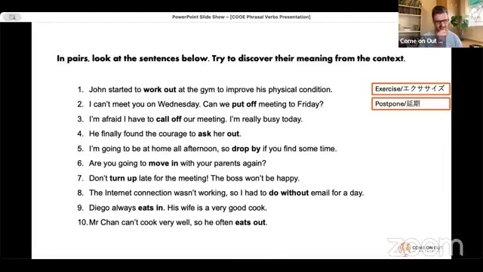Number 3, I'm afraid I have to call off our meeting. I'm really busy. Okay, so listen to this one. First, we have put off, move to a later time. Then we have call off. What do you think is the meaning of call off? Write it down in your notes or in the chat. What do you think?